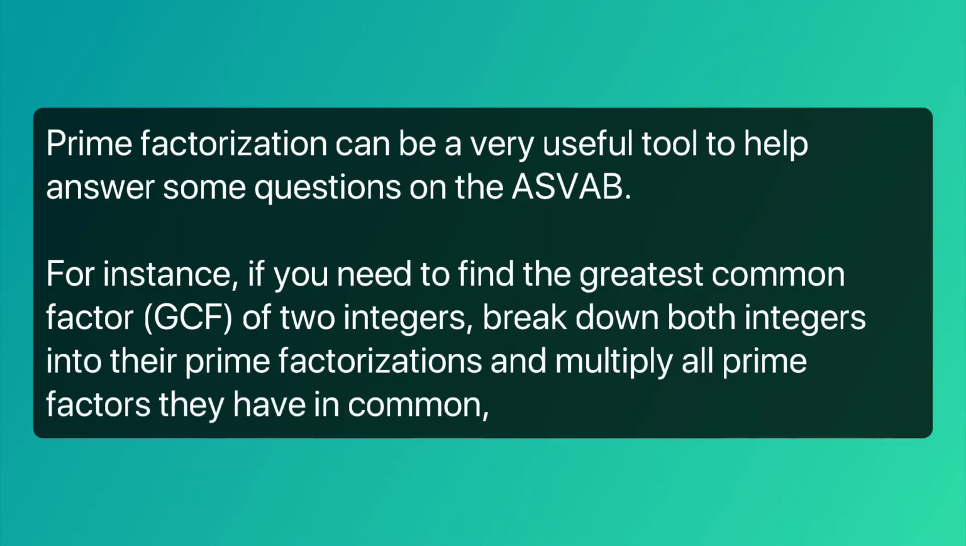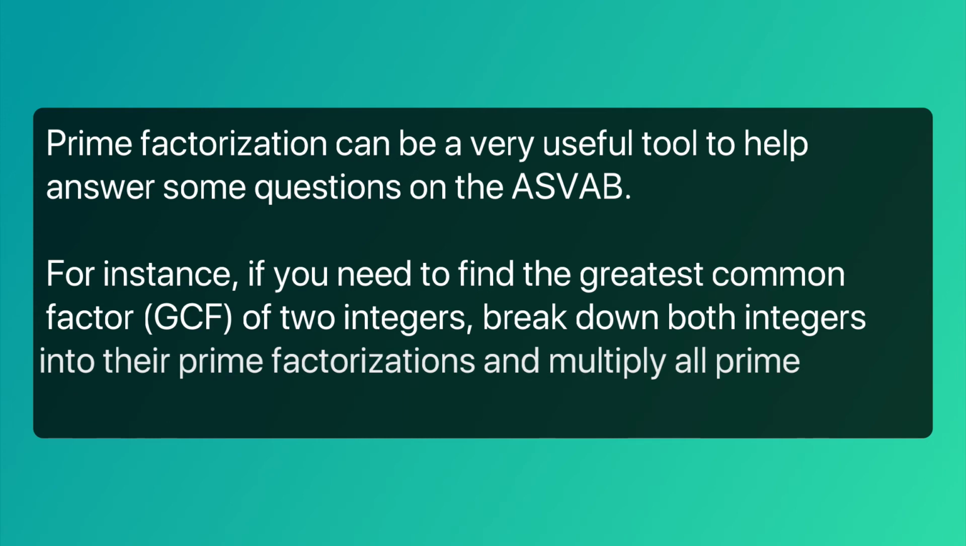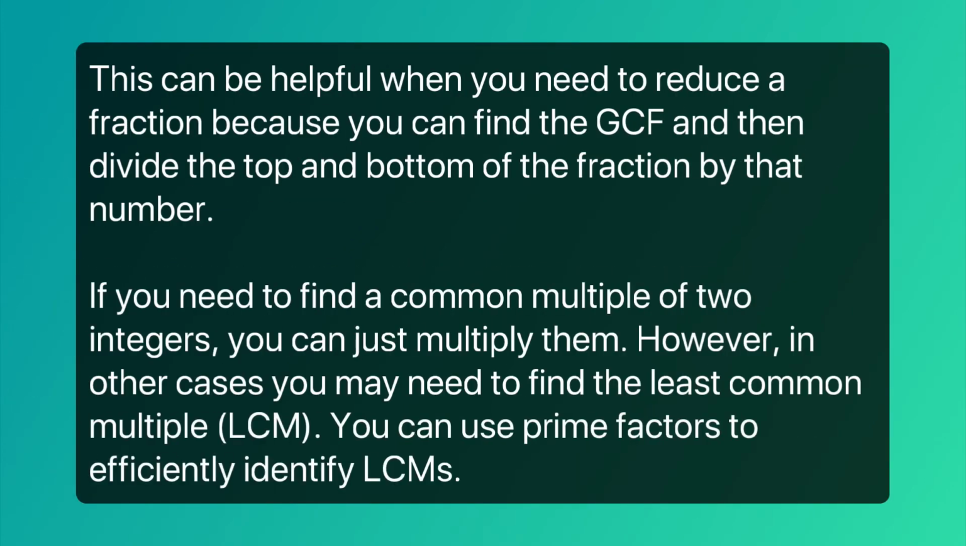Prime factorization can be a useful tool to help you answer some questions on the ASVAB. For instance, if you need to find the greatest common factor of two integers, break down both integers into their prime factorizations and multiply all prime factors they have in common. This can be helpful when you need to reduce a fraction because you can find the greatest common factor and then divide the top and bottom of the fraction by that number.